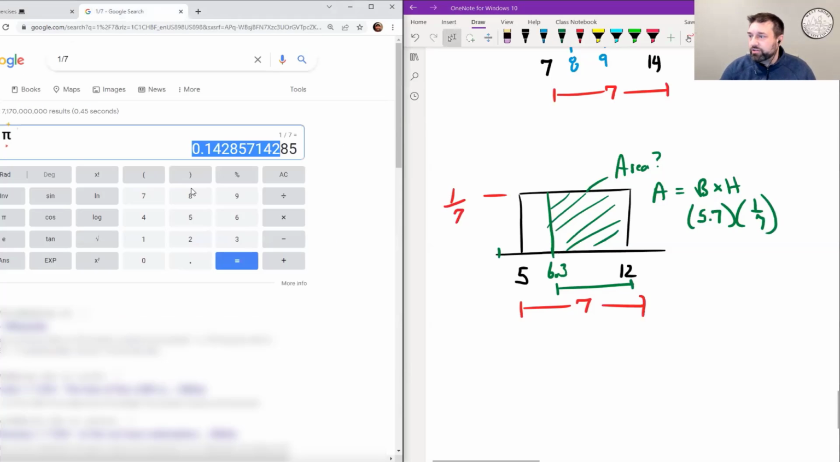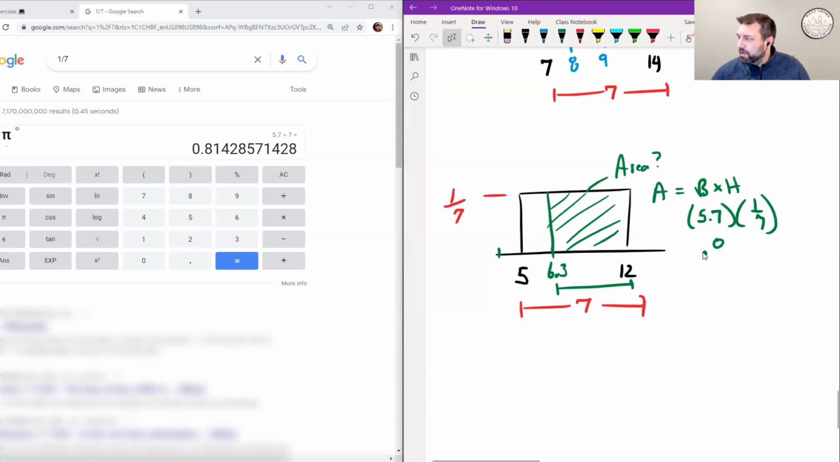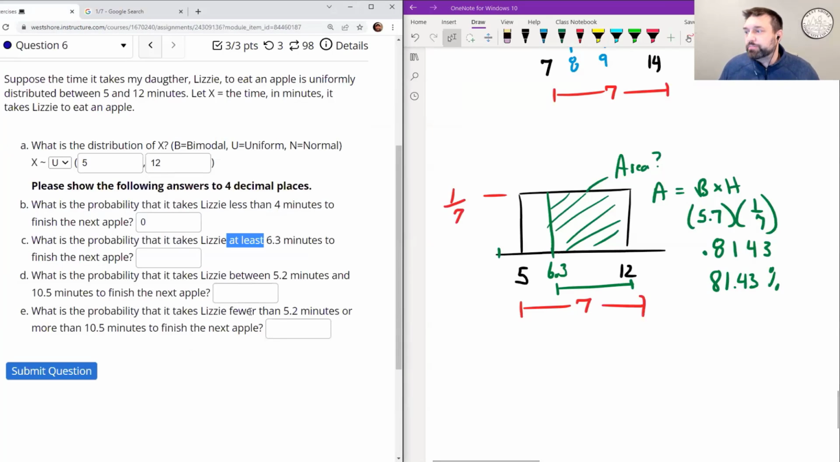So I'm going to go to my calculator and I'm going to say 5.7 divided by 7. And that is the area. This area is 0.8143 or 81.43%. There's an 81.43% chance that Lizzie will take at least 6.3 minutes to eat the next apple. So we're going to put this in here as a decimal, 0.8143.